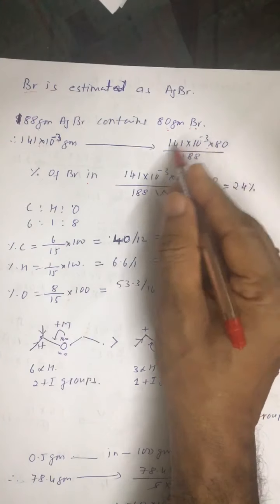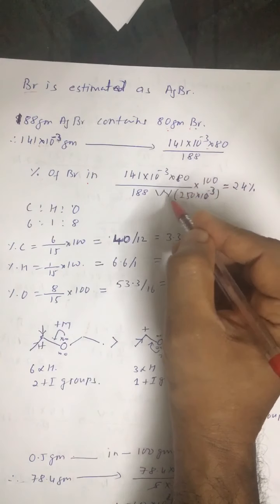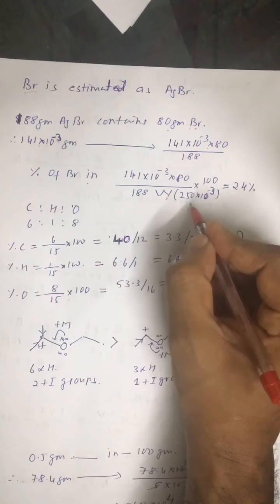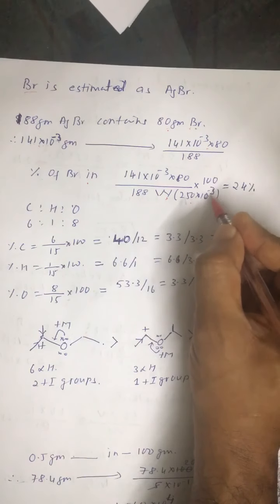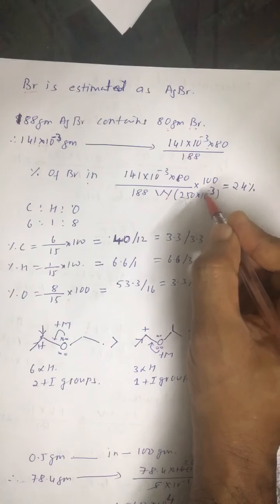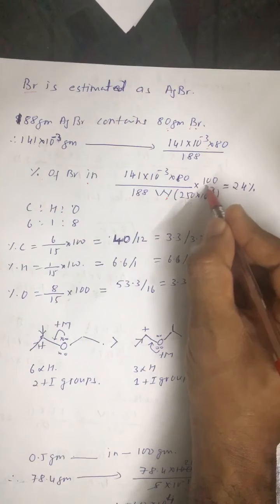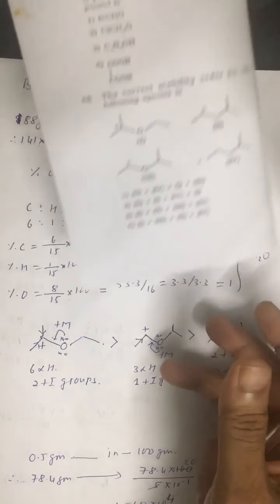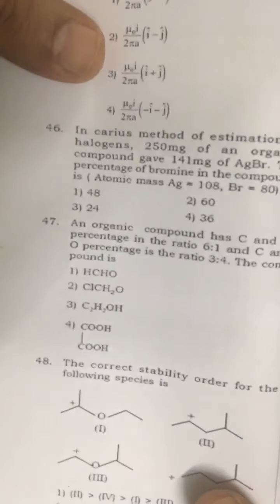As far as percentage of bromine in the compound is concerned, this whole value is divided by W, the mass of the substance, that is given as 250 milligrams, again converted into grams, into 100. So this factor is there. When we calculate, we are getting 24%. Correct answer is third option.